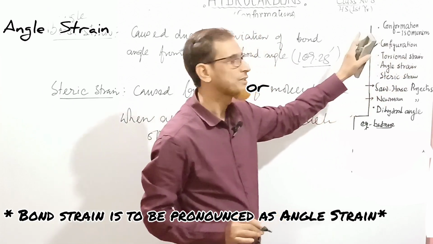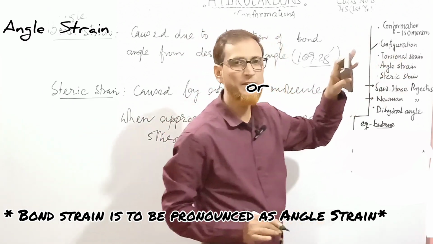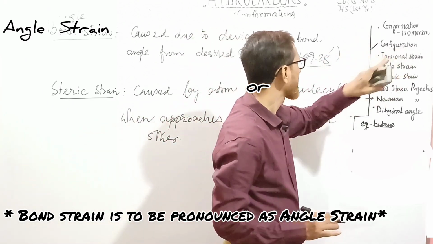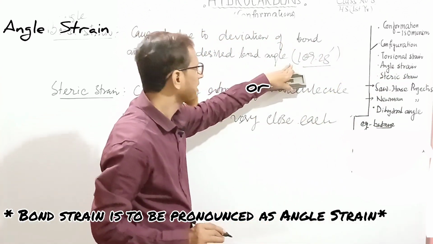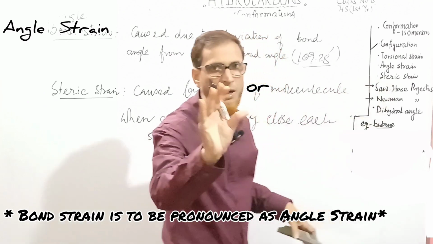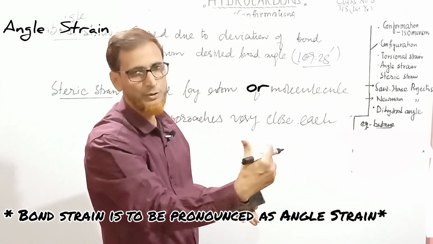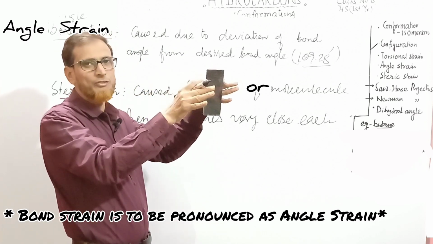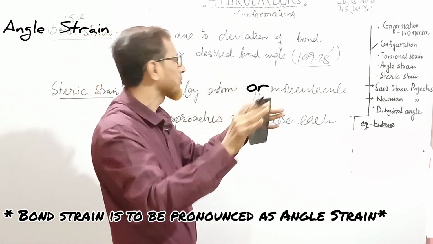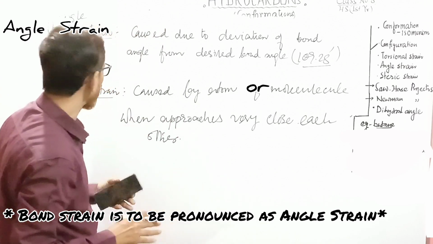Torsional strain is chiefly due to electronic repulsion. Angle strain is due to deviation of the angle from the ideal angle, and steric strain is due to bulkiness when one atom or molecule approaches another. So due to the bulkiness of this group, there is a repulsion that is called steric strain.